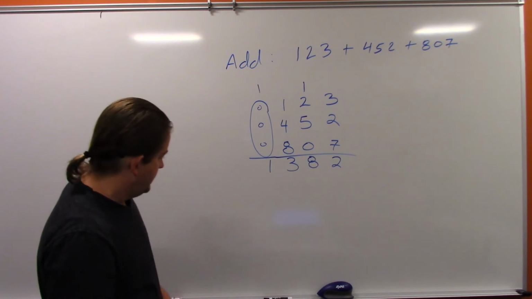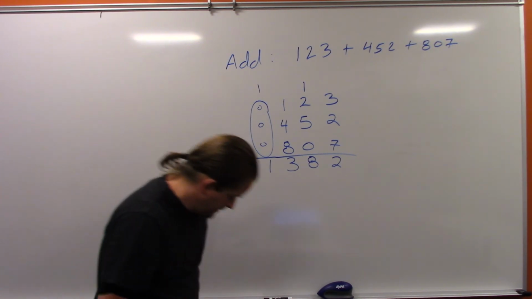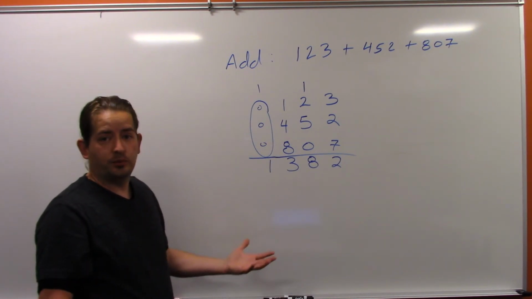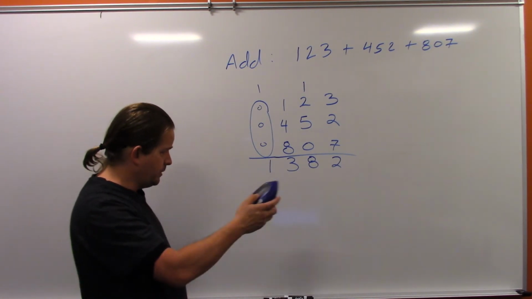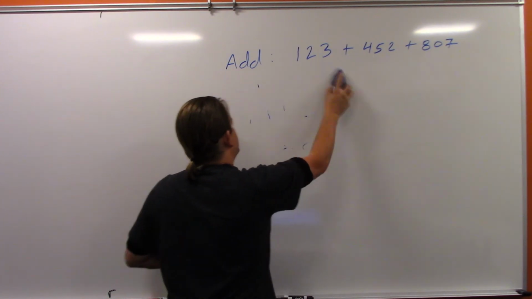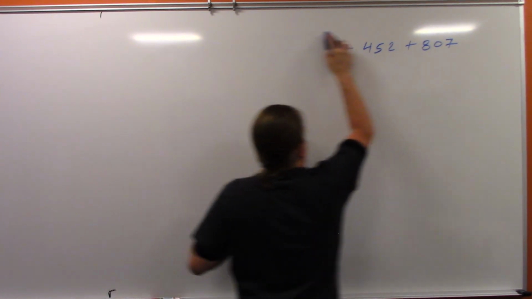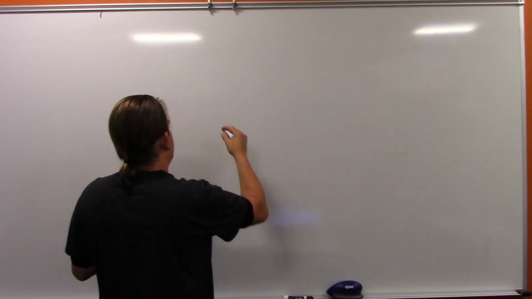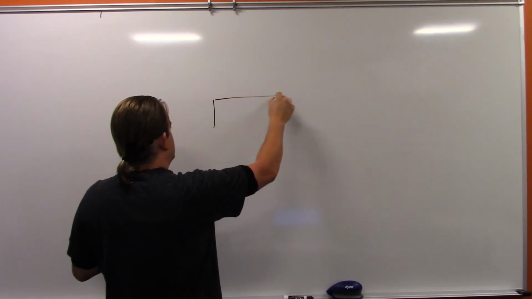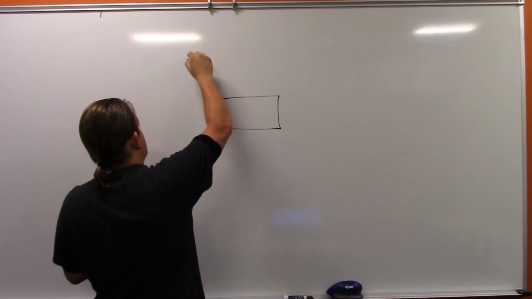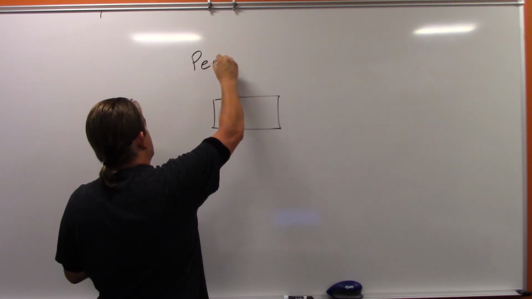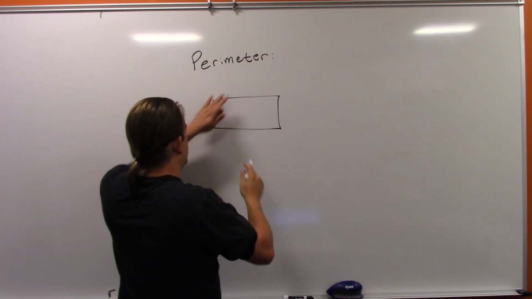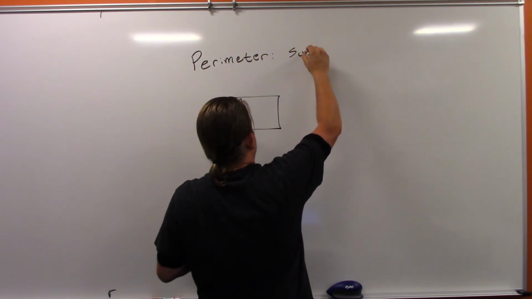Okay. All right, one of the applications that we'll see quite a bit with this addition is perimeter. Perimeter is the sum of all of the edges of a shape. For example, if I have a rectangle, so perimeter, again, it's just the sum of all the edges.